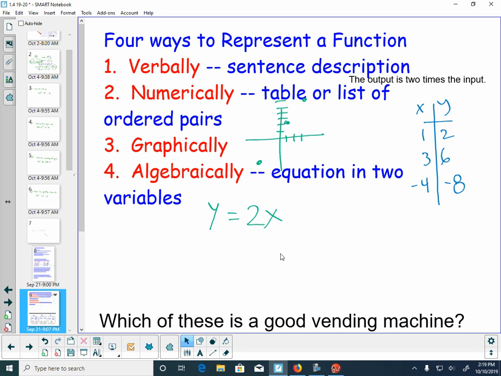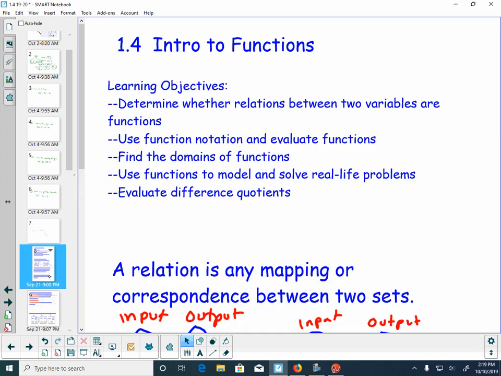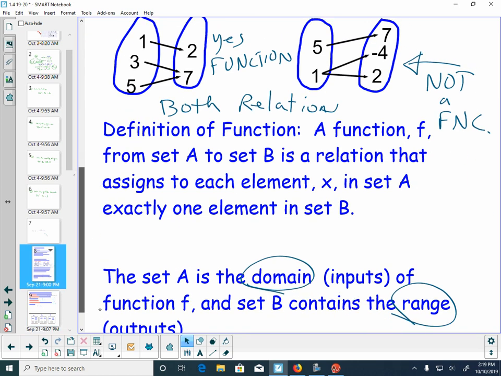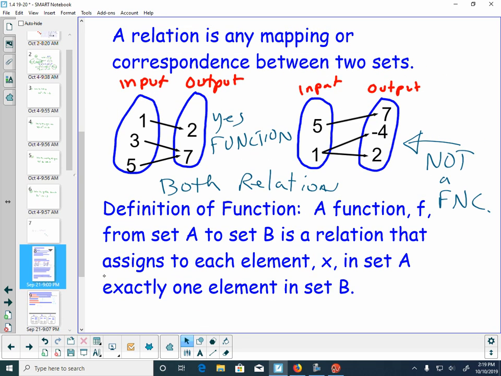Vertical line test? Yes, I think we're going to get to that. But that would correspond with, if we were going to plot these points, 1, -4 would be here, and 1, 2 would be here, and a vertical line test would fail. Yes, they remember that.